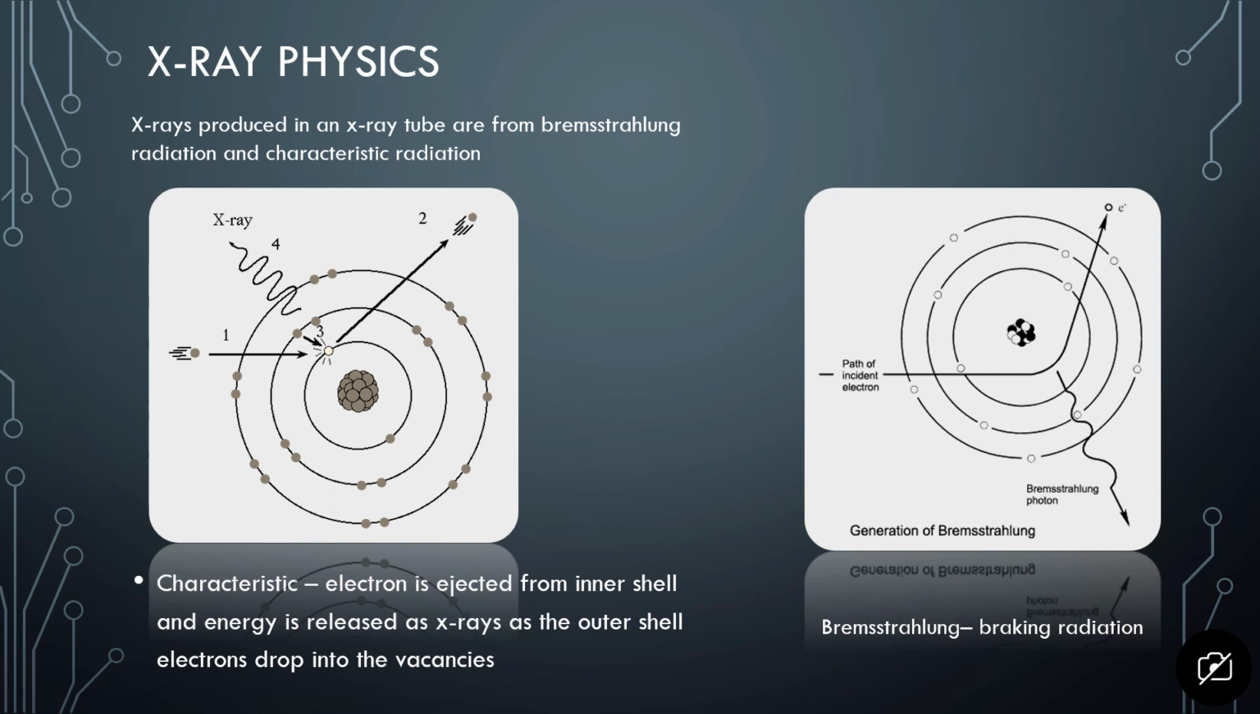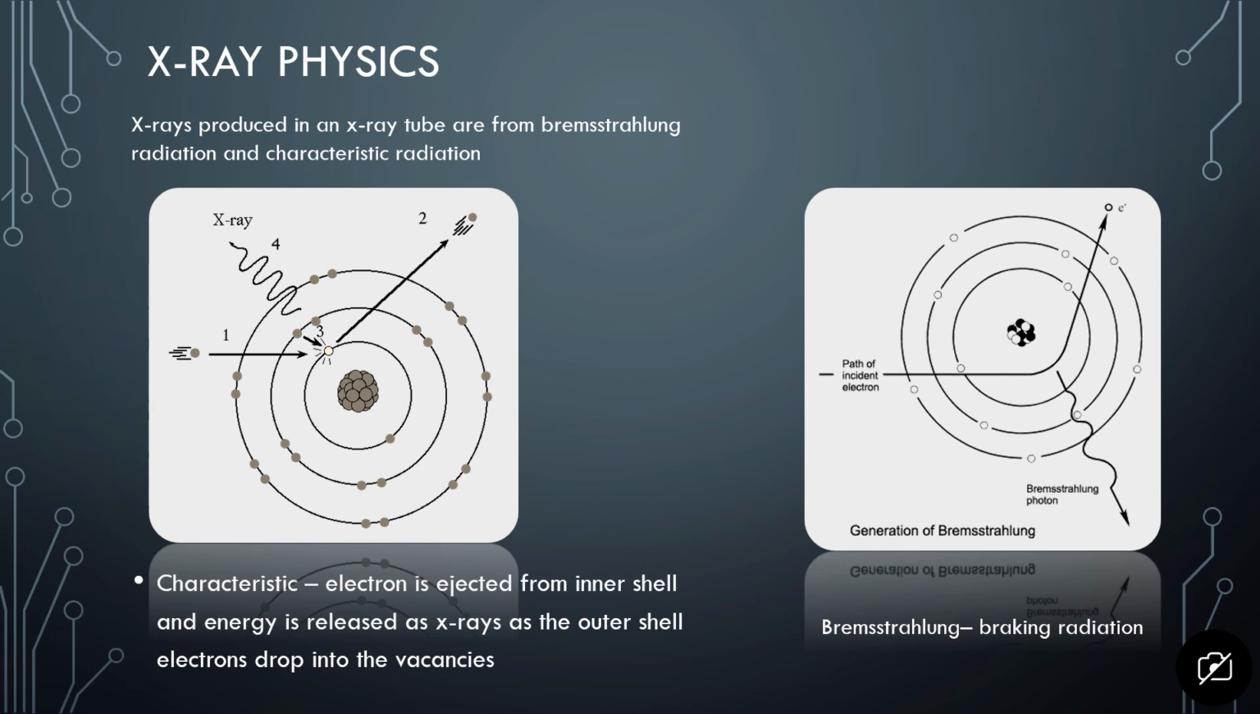When that happens, there is a difference of binding energy between the electron shells. So it depends on which shell the electron is ejected from and which shell the new one dropped from. But there's a difference in binding energy between those electron shells. And so as that exchange happens and the outer shell drops into the inner shell, it releases the X-ray as excess energy.